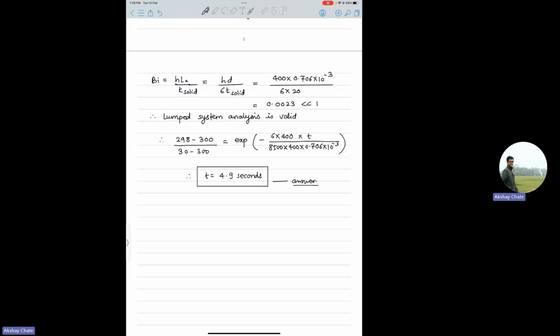So you see, it needs almost 5 seconds to get heated from 30 to 298. So if you take any reading within the initial 5 seconds, that will be a wrong reading, because it will have the temperature variation of the thermocouple bead itself. So typically you should wait for 5-10 seconds and then take the reading. That is the correct way to take the readings.